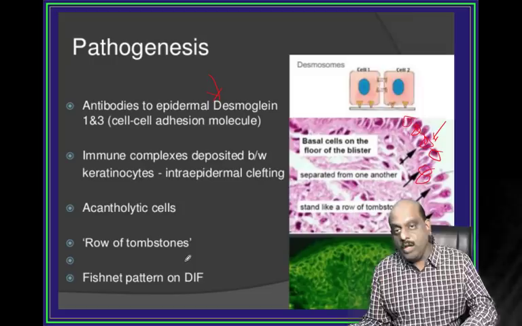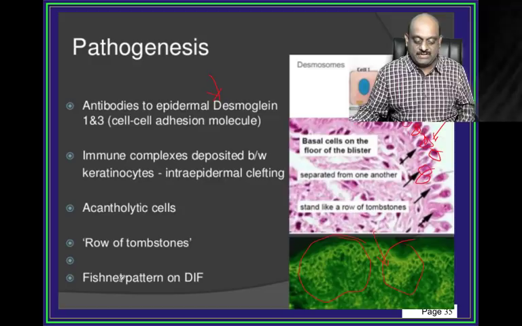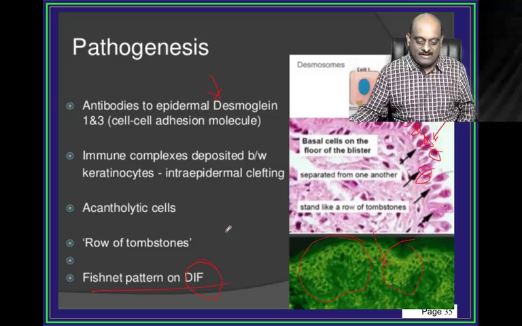Now, if you do immunofluorescence, doctor, one of the favorite questions: fishnet. Can you see it? Fishnet appearance on direct immunofluorescence. Classical feature of pemphigus vulgaris. This is how a fishnet looks.